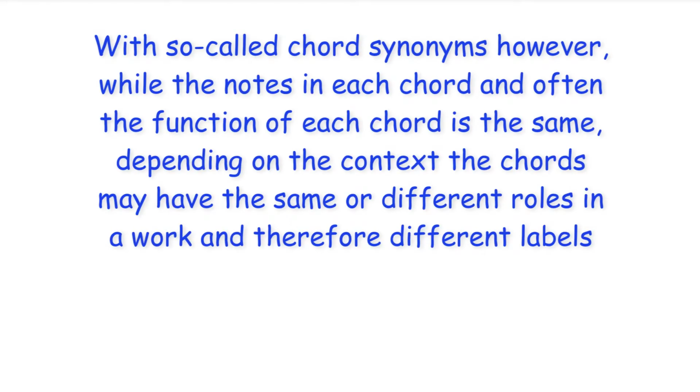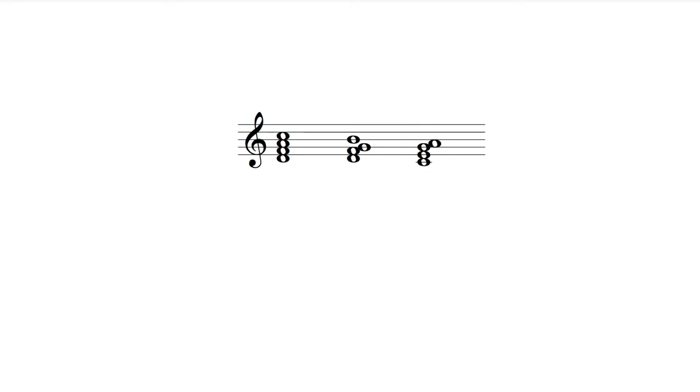With so-called chord synonyms, however, while the notes in each chord and often the function of each chord is the same, depending on the context, the chords may have the same or different roles in a work and therefore different labels. This chord, for example, if used as the final cadential chord at the end of a work in C major, would be labelled the tonic of C major and fulfills that role.